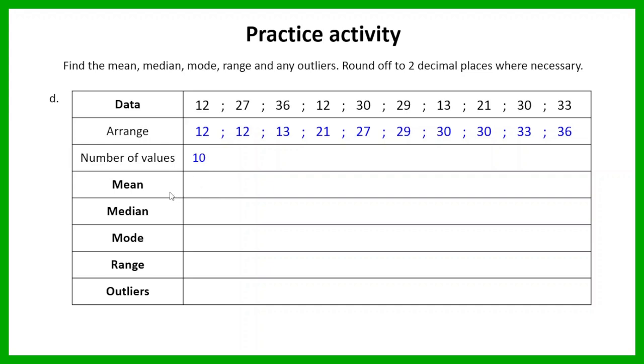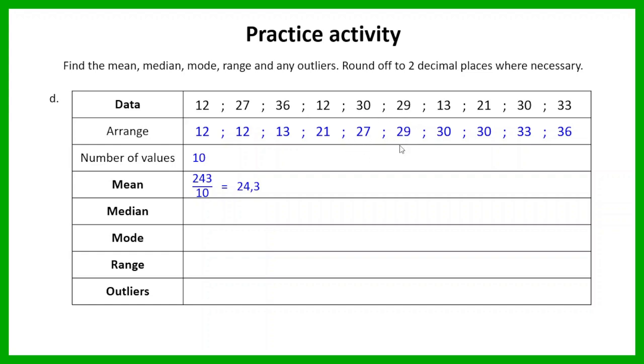Then the mean. To work out the mean, we're going to add all of the values up and divide by 10. So when you add it up, you should have got 243. Then you divide by 10, that should give you 24.3. The median is the middle. Now, in this case, because it's an even number, the middle is going to be between these two.